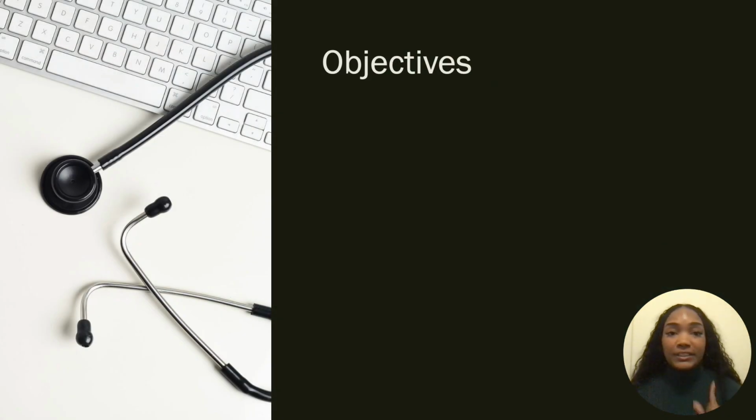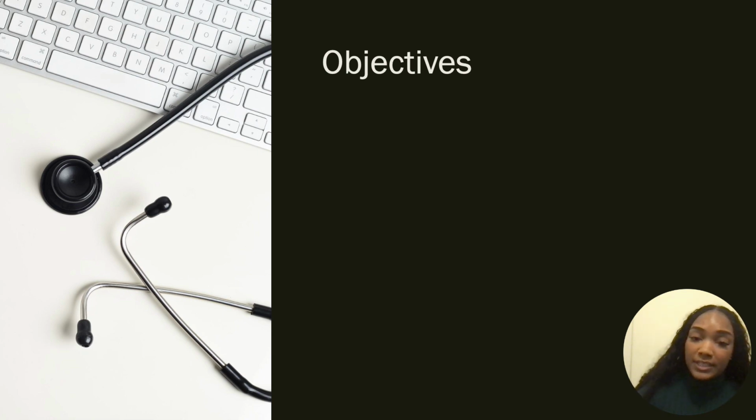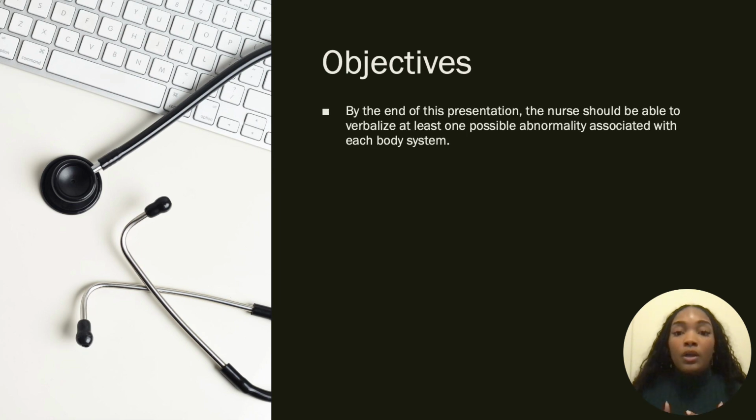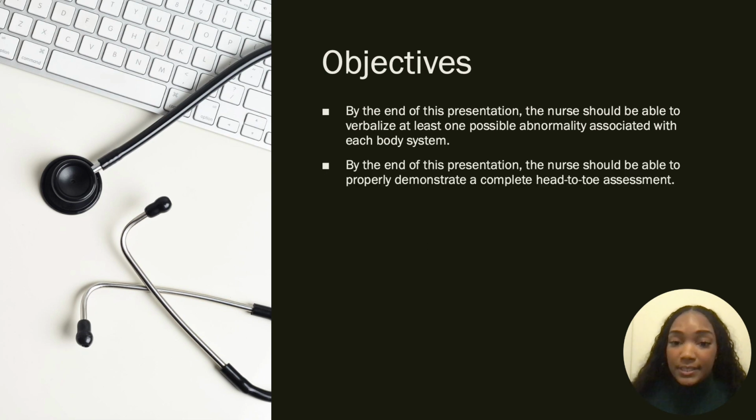All right, so first things first, objectives. When you think about objectives, just think of an aim or an end of course action which is to be reached over an amount of time. In this case, by the end of this presentation. There are four objectives that each one of you should feel comfortable with by the end of this presentation, which are: one, the nurse should be able to verbalize at least one possible abnormality associated with each body system.